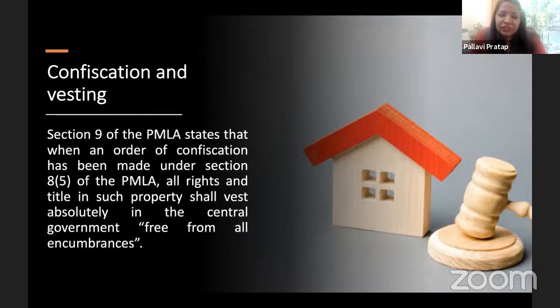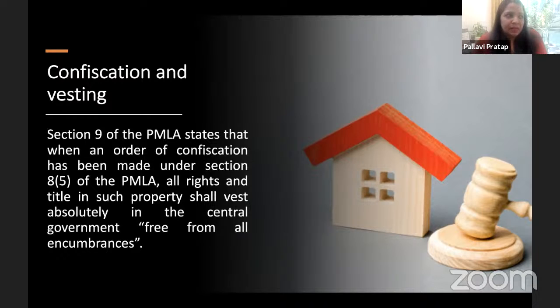Now, coming to confiscation and vesting, Section 9 of the PMLA states that when an order of confiscation has been made under Section 8(5) of the PMLA, this is Section 8, if you would remember, is about adjudication, all rights and the title in such property shall vest absolutely in the central government, free from all encumbrances. Now, this, I think, Section 9 is always what is considered to be very detrimental.